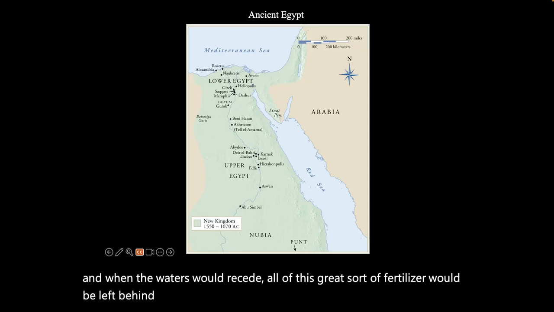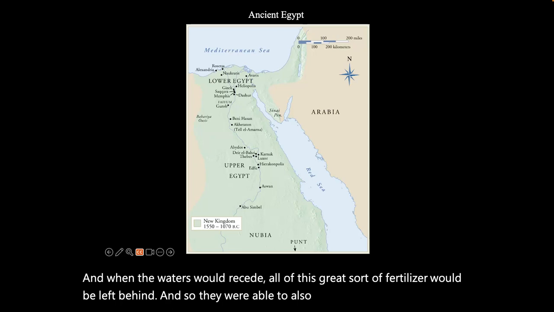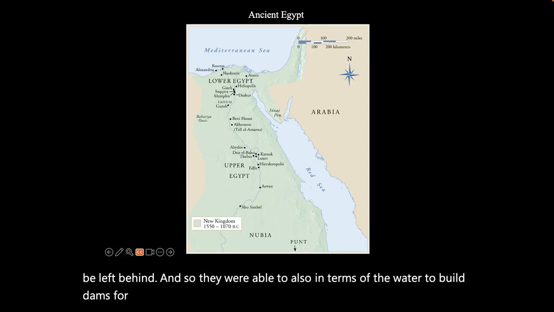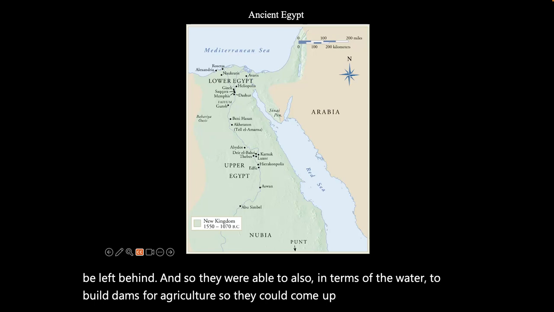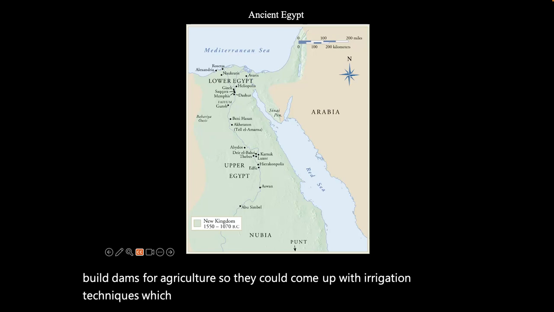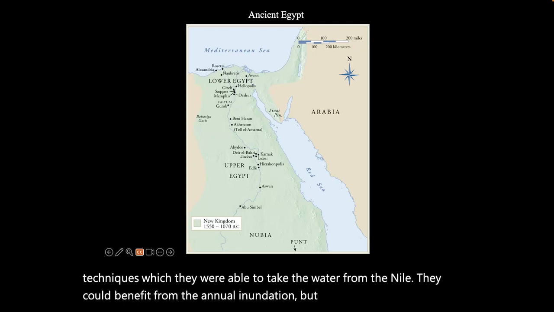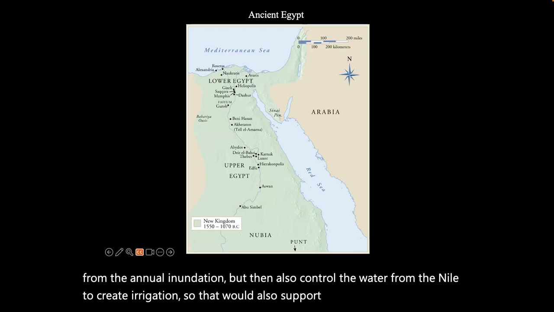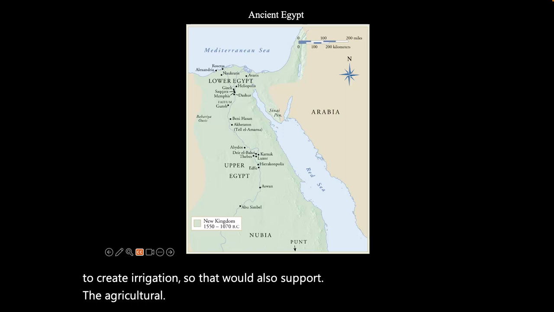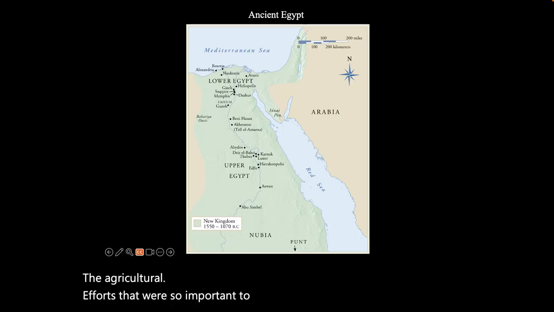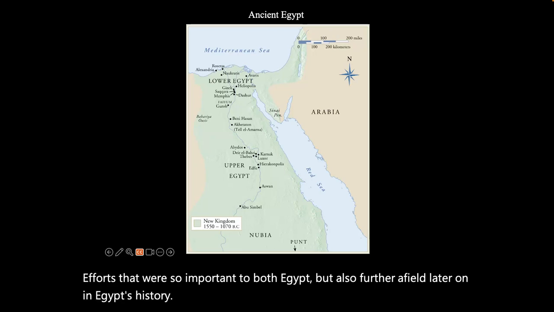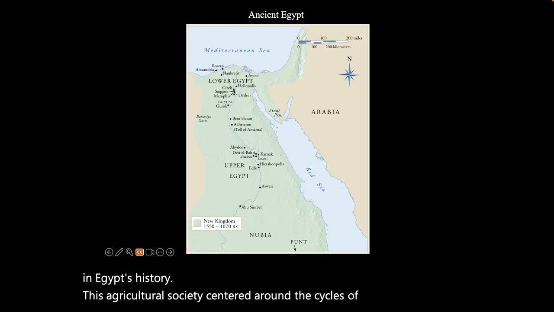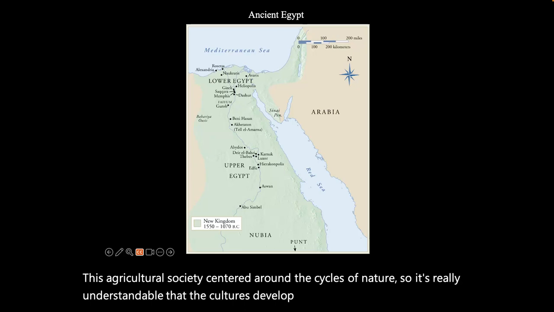And so they were able, in terms of the water, to build dams for agriculture. So they could come up with irrigation techniques, which they were able to take the water from the Nile. They could benefit from the annual inundation, but then also control the water from the Nile to create irrigation so that that would also support the agricultural efforts that were so important to both Egypt, but also further afield later on in Egypt's history. This agricultural society centered around the cycles of nature. So it's really understandable that the culture's development would be defined by the Nile.